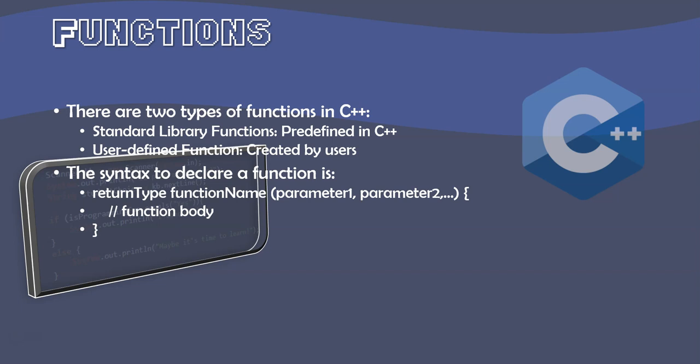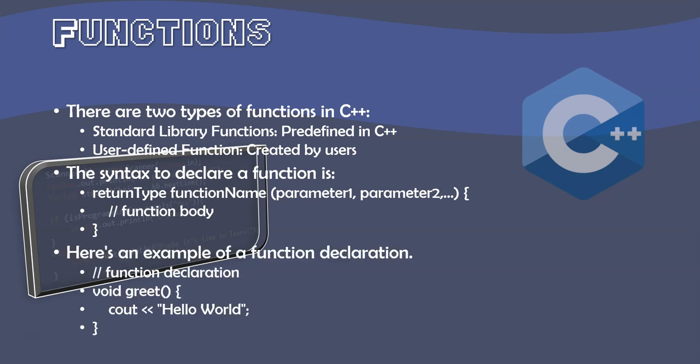The syntax to declare a function is pretty easy. We have the return type, followed by the function name, and then any parameters. Then inside the curly brackets we have whatever body of code we want to execute. So this is a quick example of a function declaration. Let's say we have a function called greet, and all it's going to do is a cout message that simply says hello world.